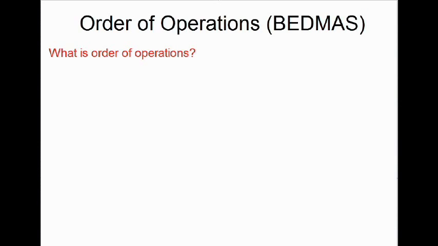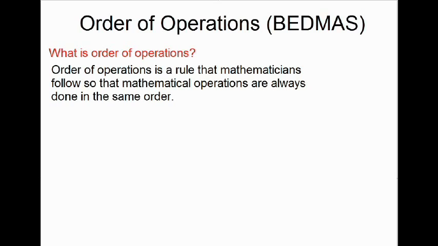Next thing we're going to talk about in our number sense unit is called order of operations. And the first question you're probably going to ask yourself is, well, what is order of operations? Well, order of operations is a rule that mathematicians follow so that mathematical operations are always done in the same order. And we're going to look at an example to explore this a little bit.